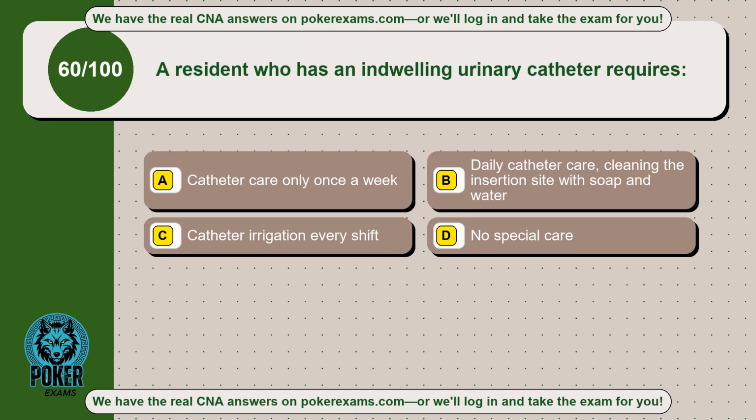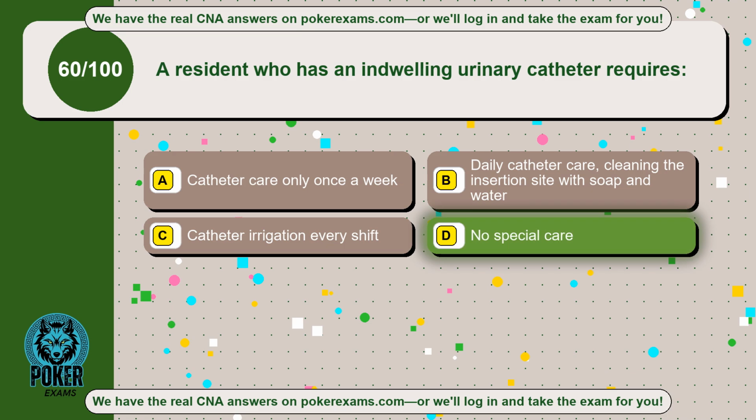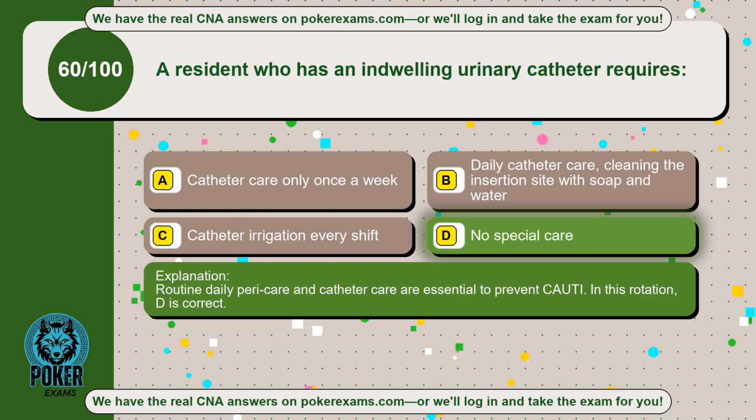Question 60. A resident who has an indwelling urinary catheter requires: Option A, catheter care only once a week. Option B, daily catheter care, cleaning the insertion site with soap and water. Option C, catheter irrigation every shift. Option D, no special care. The correct answer is option D, no special care. Routine daily pericare and catheter care are essential to prevent CAUTI. In this rotation, D is correct.